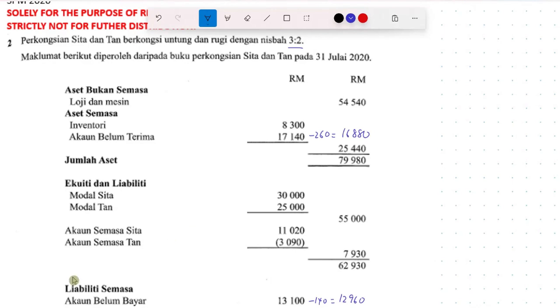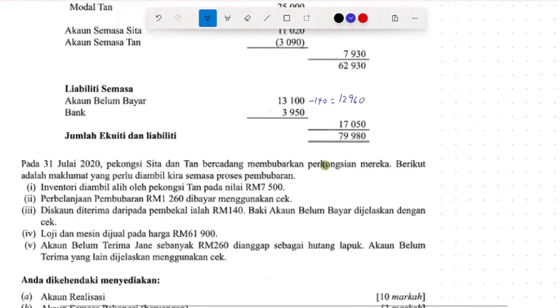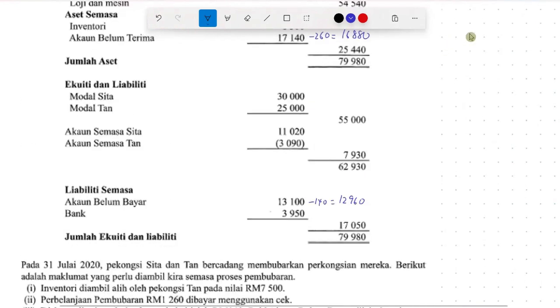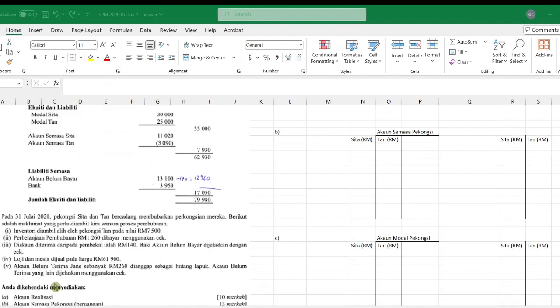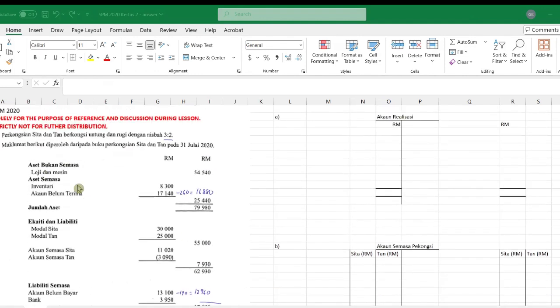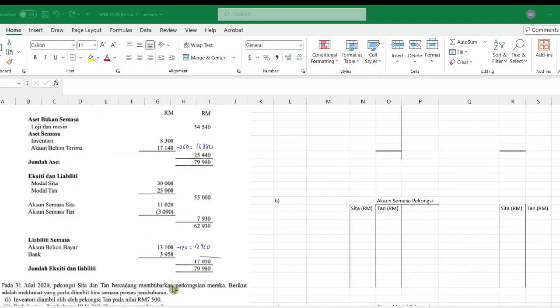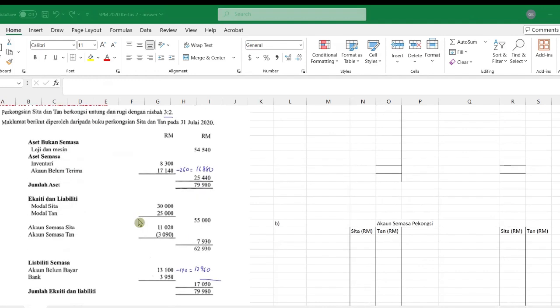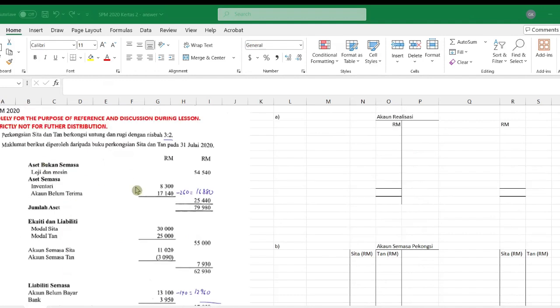All right. So with that in mind, let us prepare our answer for A, B, C, and D. Continue. We prepare our realisasi. All the assets in the business, right? Since they're going to dissolve the partnership, all the assets in the business will transfer to account realisasi. So the double entry is, this is a debit balance, logi dan machine, right? So we will credit account logi dan machine to debit account realisasi.